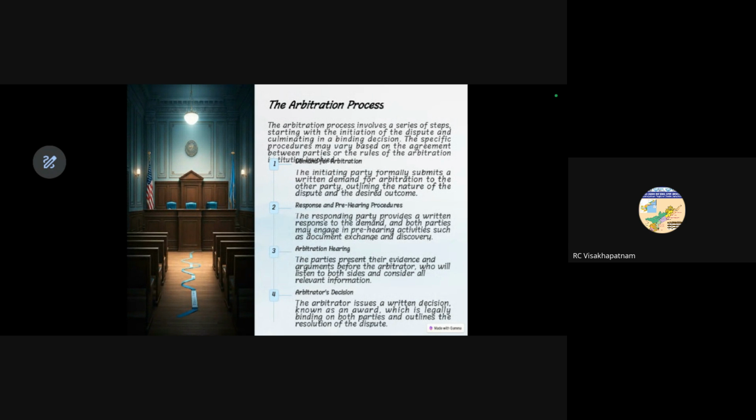So what is the arbitration procedure? As you saw in the mediation procedure, it is the same: the demand for arbitration happens, then response and pre-hearing procedures happen, then the arbitration hearing. After that, the arbitration decision.